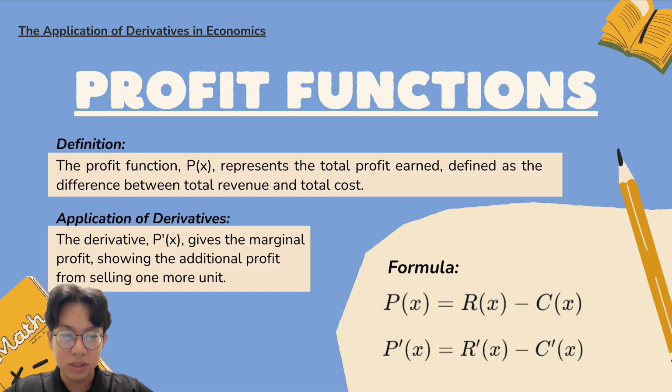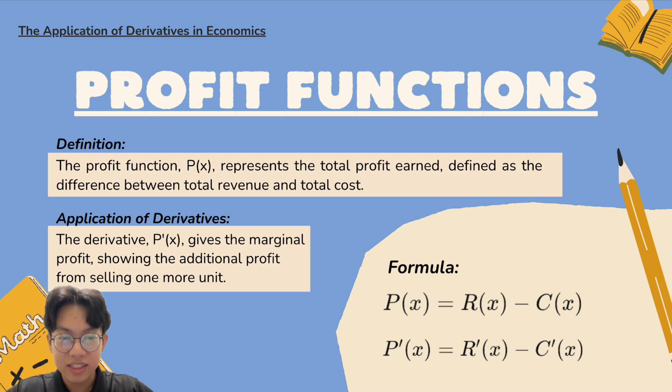Let's shift our focus to the profit function. This function, denoted as P of x, represents the total profit a company earns by selling x units of a product. Profit is essentially the difference between the total revenue and total cost, where P of x equals R of x minus C of x. Subtracting cost from the revenue gives the overall profit.